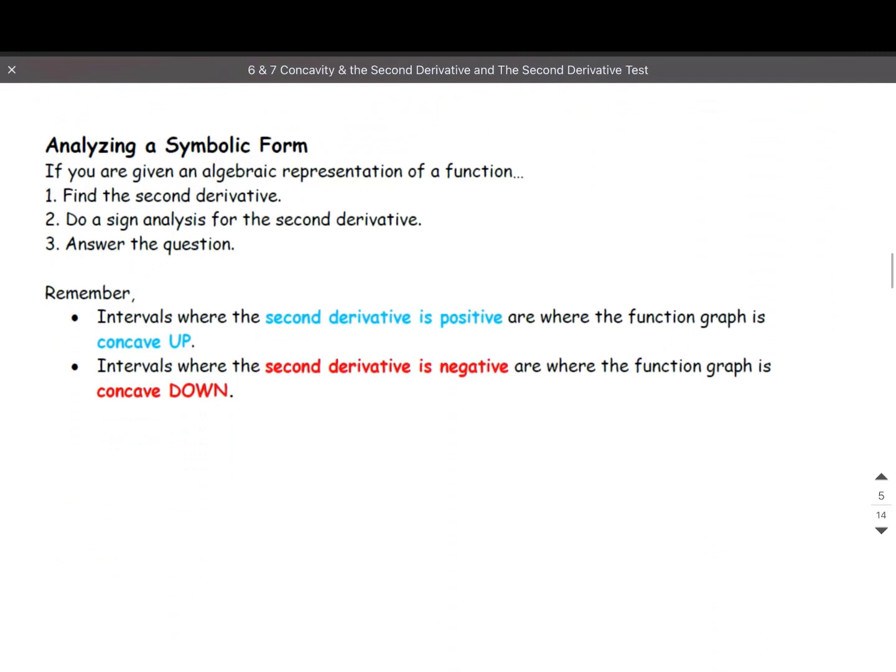Okay, suppose we have a function given to us in symbolic form. If you're given an algebraic representation of a function, you're going to find the second derivative. You're going to set it equal to 0 and find those critical values. And you're going to do a number line. You're going to do that sign analysis. You're going to do the number lines with positives and negatives, just like we do with the first derivative. Then you can answer the question. Remember, intervals where the second derivative is positive are where the function graph is concave up. When the second derivative is negative, the function is concave down.